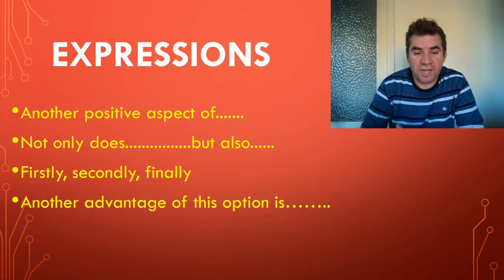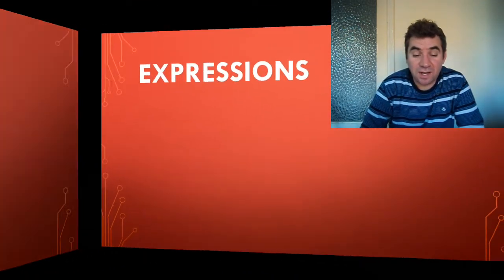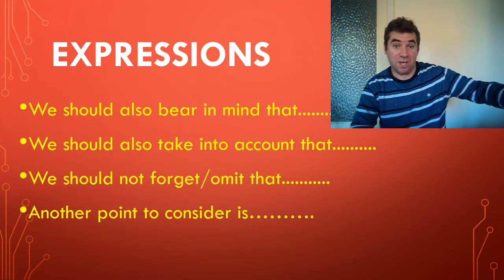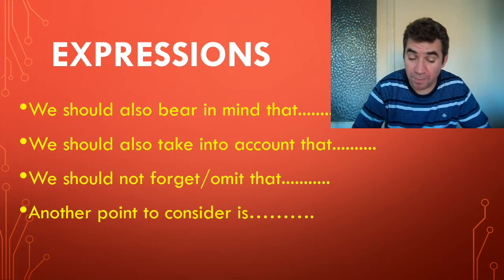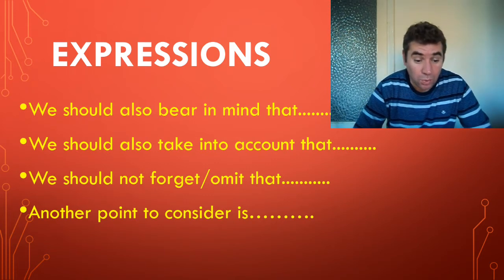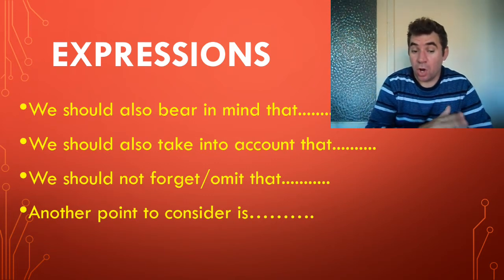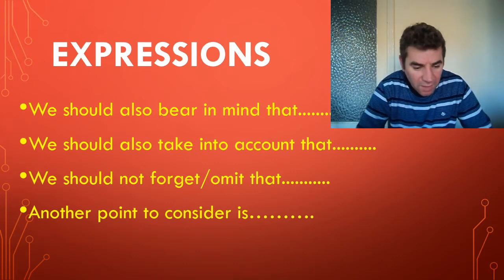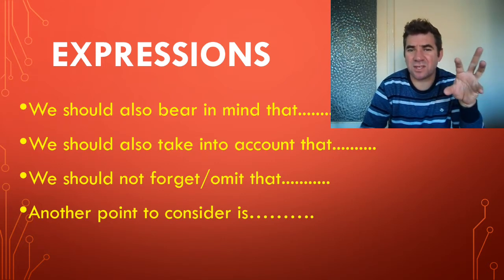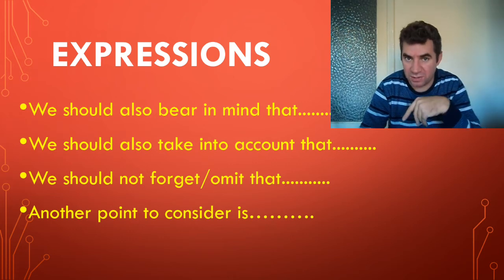Some slightly trickier ones coming up now. You could say things like this. We should also bear in mind that this place would be an excellent place for a school trip, because we should also take into account, which means exactly the same. So use one of these, not all of them. We should not forget, or we shouldn't omit that. And another point to consider is, I think I've already got that one. Alright, so these are some expressions that will help you when you're summarizing your options.